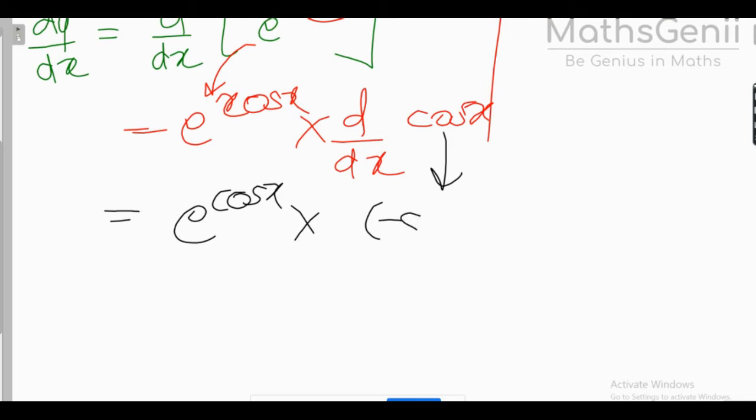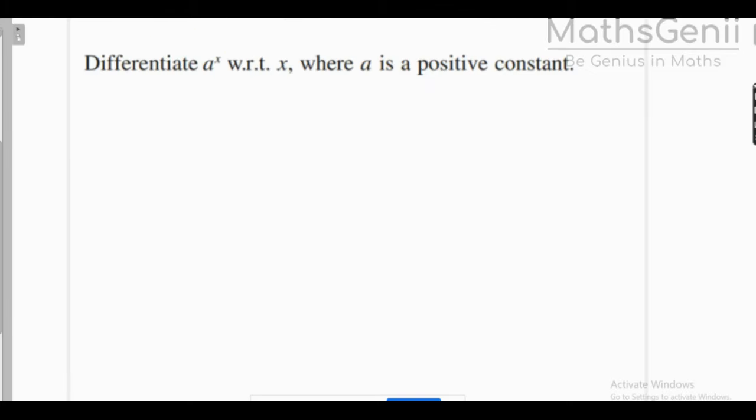What is the derivative of cos x? It is minus of sine x. Okay, now what we'll do is we'll just quickly differentiate a raised to x and derive what is the formula of this a raised to x. What is the derivative of a raised to x?